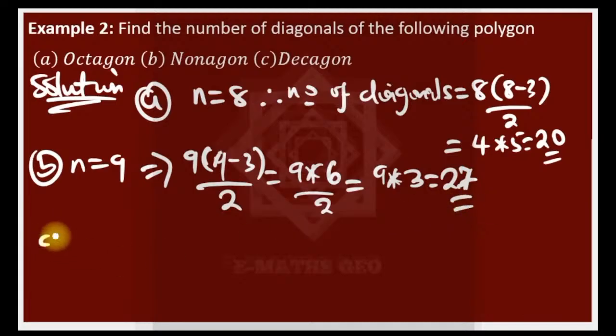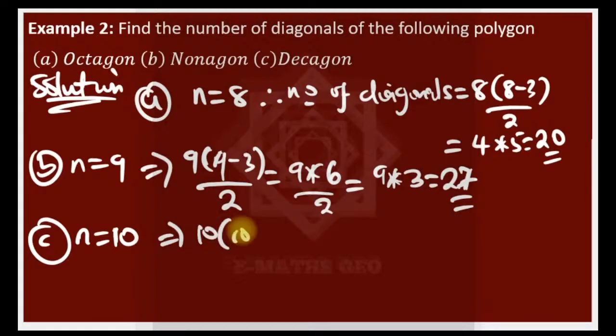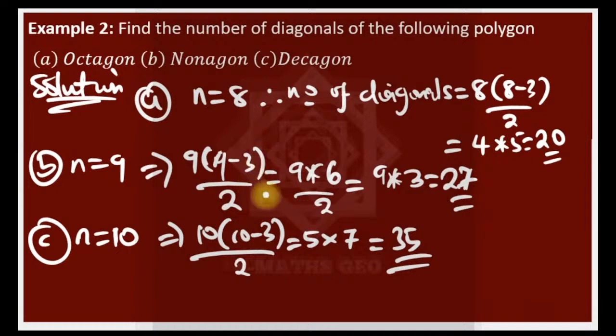And finally, decagon. A decagon is a 10-sided polygon. So we have 10 times 10 minus 3 over 2. So we have 5 times 7. So we have 35 diagonals. So we've learned how to get the number of diagonals given the polygon. So we are done with that.